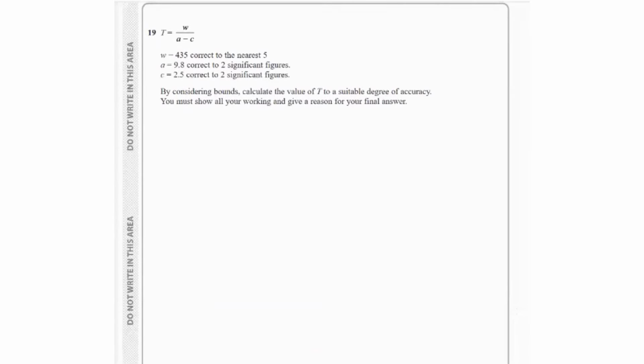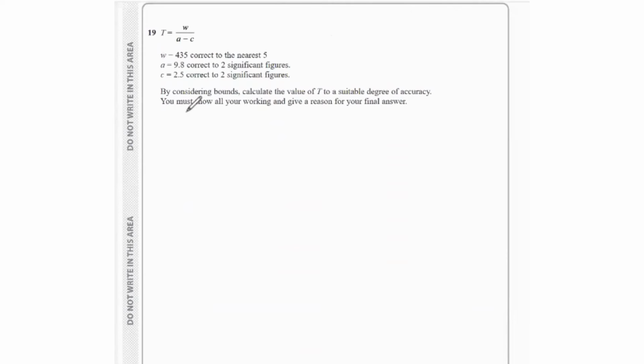Then it says that T equals W over (A minus C), where W is 435 correct to the nearest 5, A is 9.8 correct to two significant figures, and C is 2.5 correct to two significant figures. By considering bounds, calculate the value of T to a suitable degree of accuracy. You must show all your working and give a reason for your final answer.